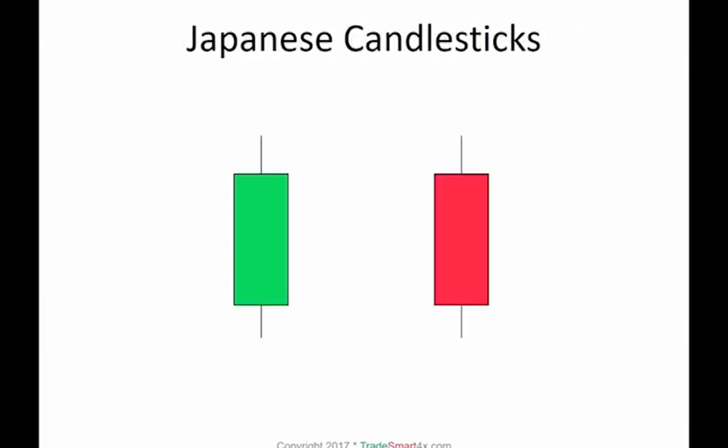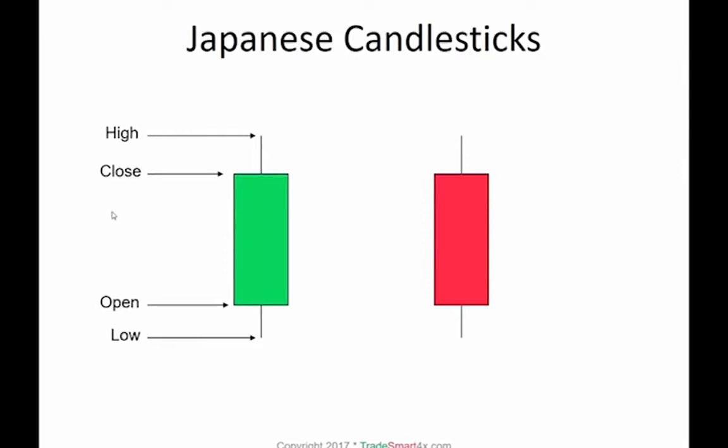Japanese candlesticks look somewhat like this, and they represent four prices: the open, the close, the high, and the low. If price closed above the open for the time period, usually it's green. You can use anything that represents closing above the open for that time period. It could be any color you desire, but most people use green and red.